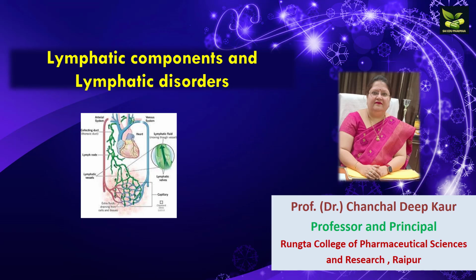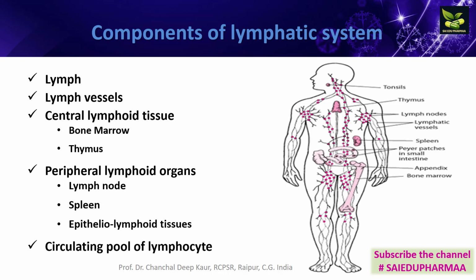Today we are going to discuss lymphatic components and various diseases or disorders related to the components of the lymphatic system. This is very important because if we want to target any drug to the lymphatic system, then we should be very well aware of the various types of components related to the lymphatic system. So what are the important components?